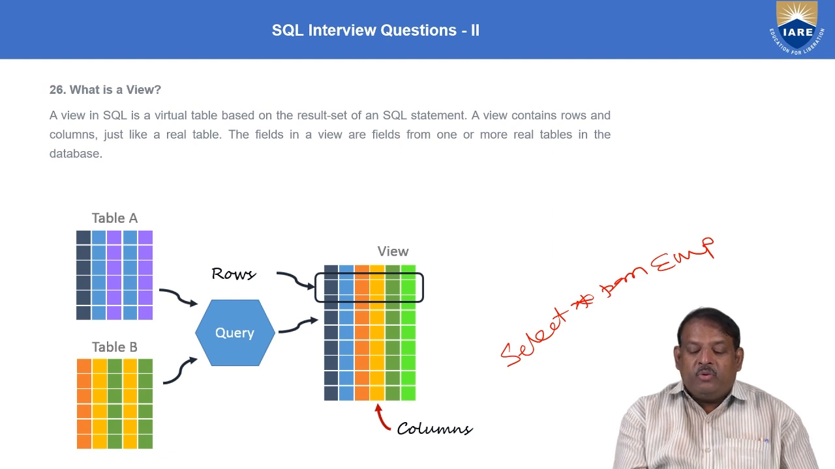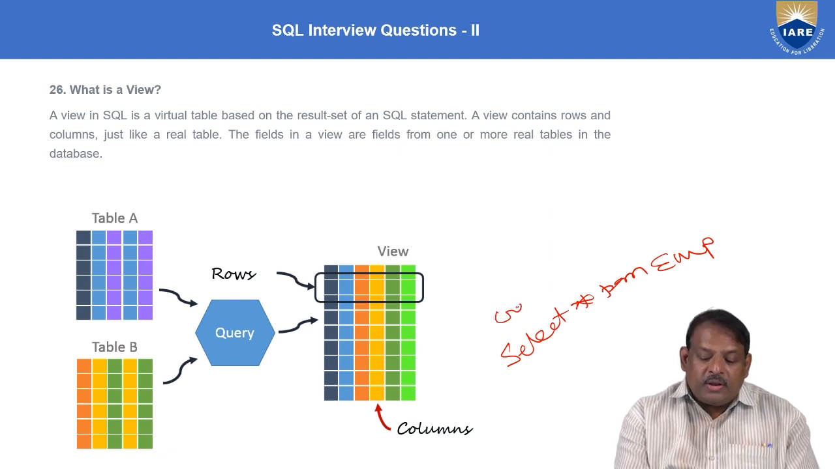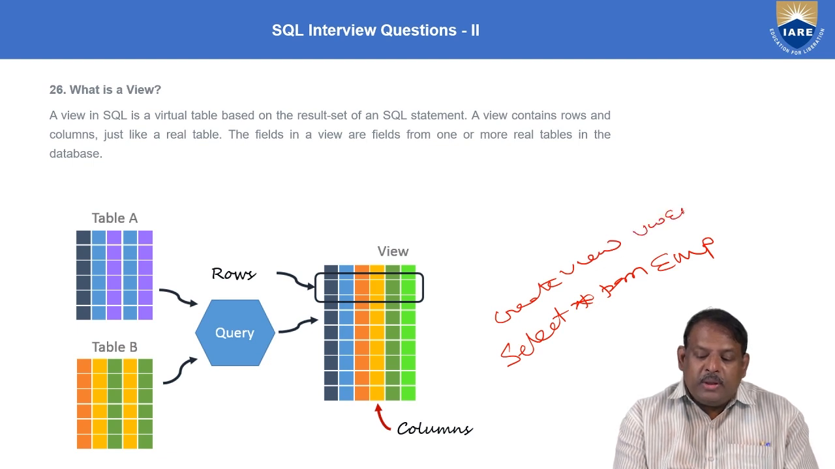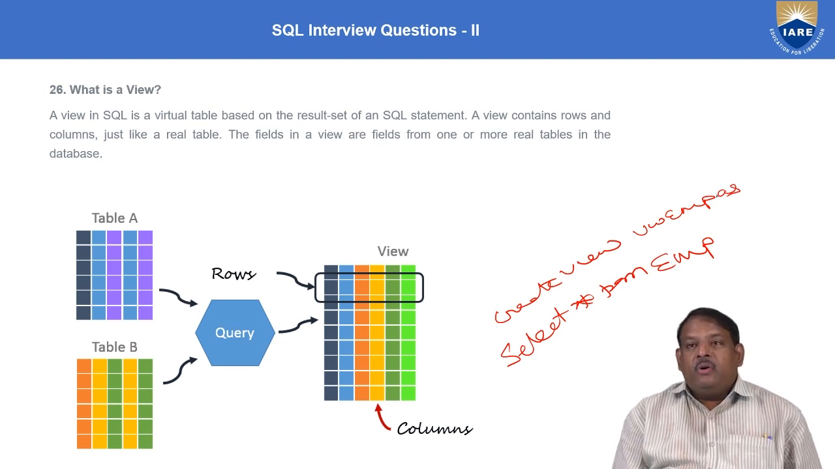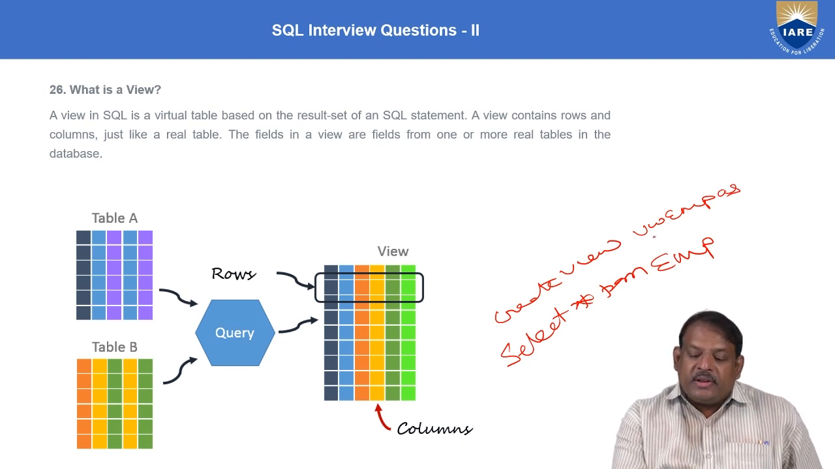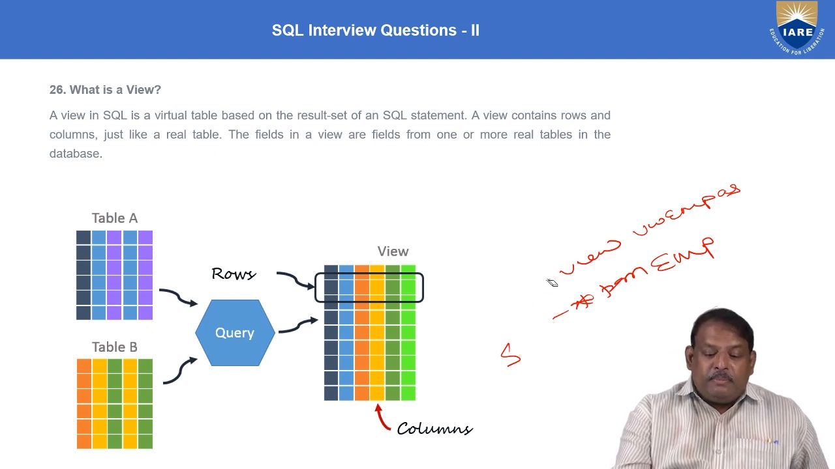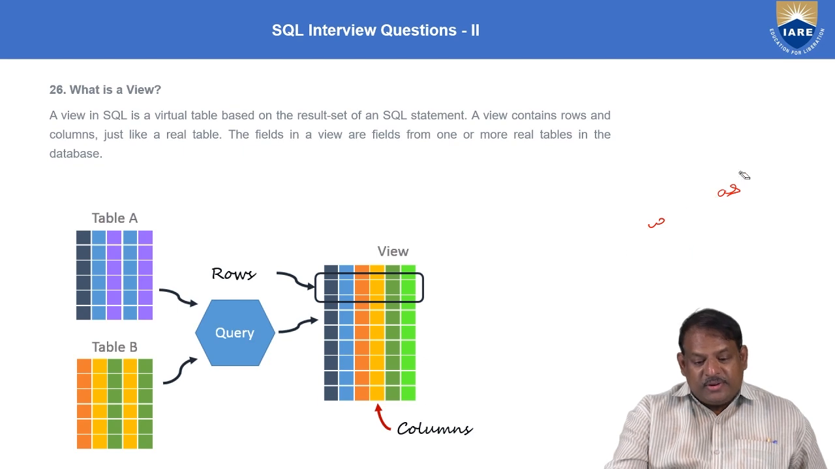When you make it a view, you just say create view, the view name as VW_EMP, as select star from EMP. Now, when you execute select star from VW_EMP, the table's data from EMP will be displayed to the user. So it is a virtual table based on the result set of an SQL statement.